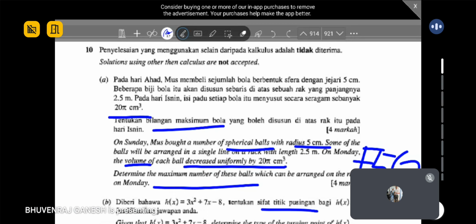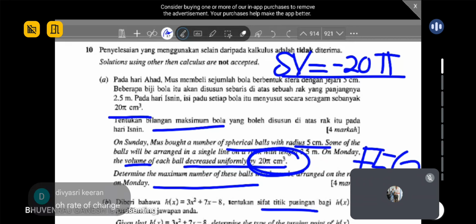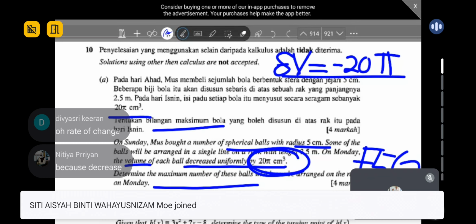Other than that information. So anyone? If 20 pi, what is your symbol for that? You must think and see. Anyone? Yes, negative. Okay, so basically your symbol is this one, guys. Delta V equal to negative 20 pi. Can you understand? Because this is the change in volume. Ini adalah perubahan isi padu. So that's why I use delta. And you must add negative, guys.